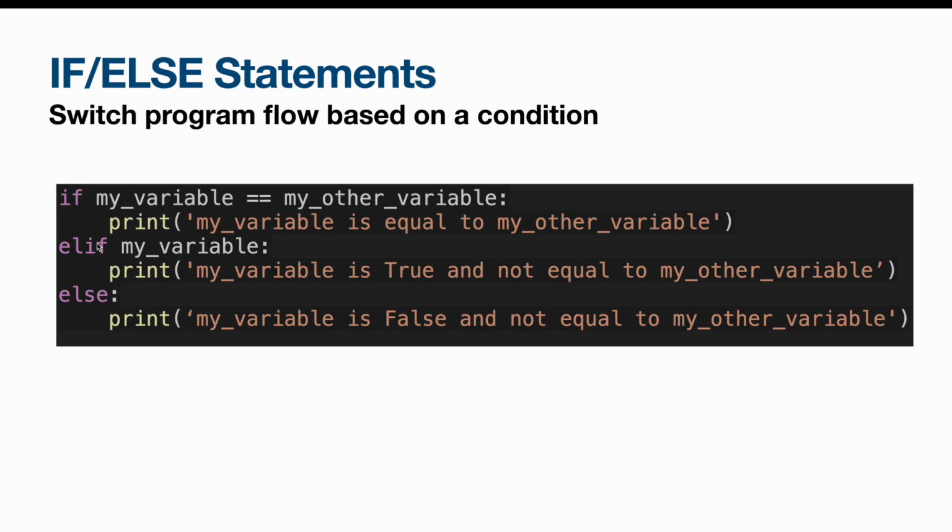So this is basically saying if my variable is not equal to my other variable and it is anything other than 0 or null, we're going to print my variable is true and not equal to my other variable. If neither of these two conditions is true, it moves to the else condition and we say my variable is false and not equal to my other variable.